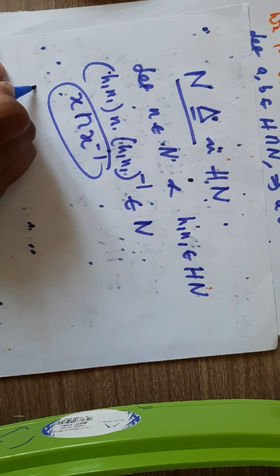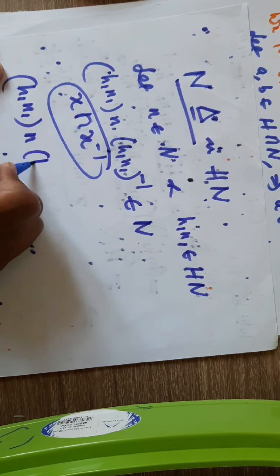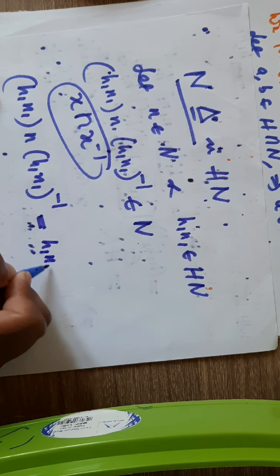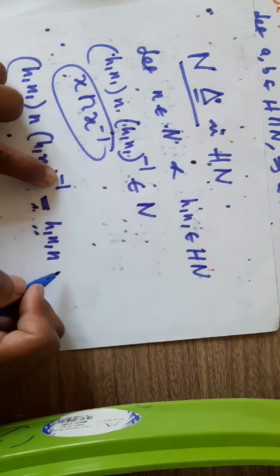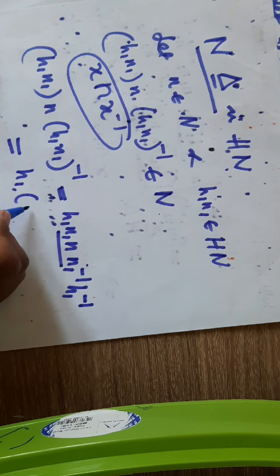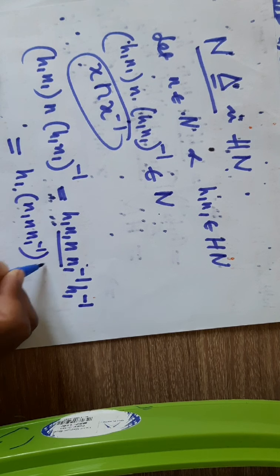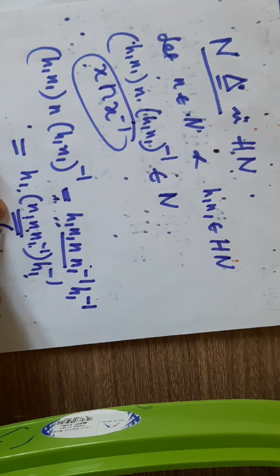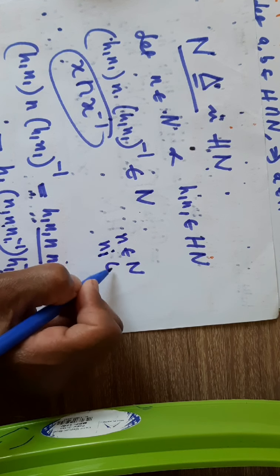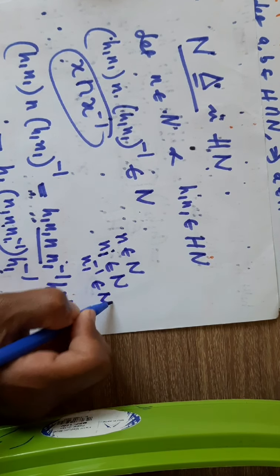So let us prove now: h1 n1 n into h1 n1 the whole inverse is equal to what? It is h1 n1 n, then n1 inverse, then h1 inverse. So this is equal to h1, then combine these three elements which are in the middle, n1 n n1 inverse, into h1 inverse. Now these three elements, n1 n n1 inverse, belong to N, because n belongs to N, n1 belongs to N, so n1 inverse also belongs to N, as N is a subgroup.